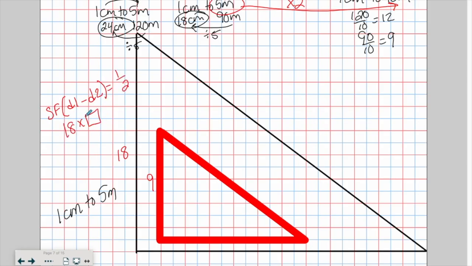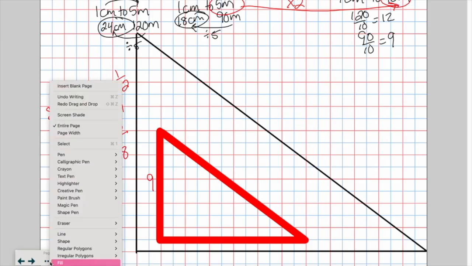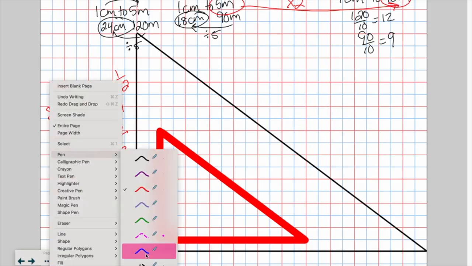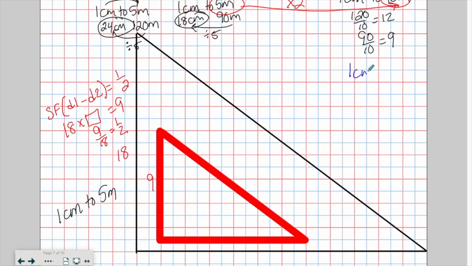18 times what equals 9? 9/18 is 1/2. So I doubled the number in the scale, and it made the drawing half as big. Well, I wonder what would happen if we used the 1 centimeter to 50 meters. Now we're multiplying centimeters by 50 to get our meters. So when I know the meters, to go backwards, I need to divide by 50.